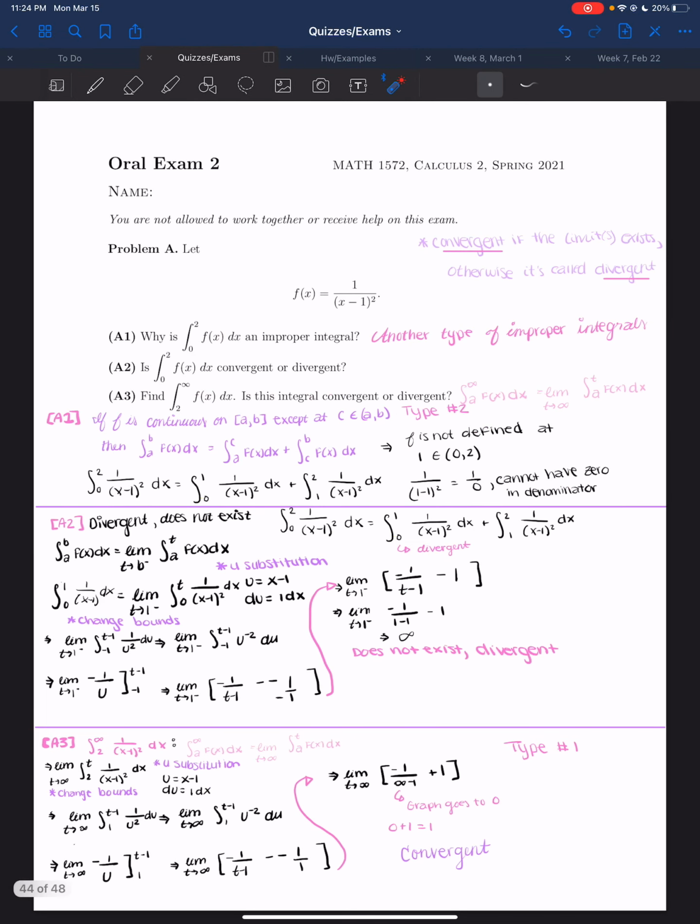Hello, so we are going to be going over oral exam 2. Okay, so for question 1, I asked why it's an improper integral. So we see that this is a type number 2 improper integral, and why?